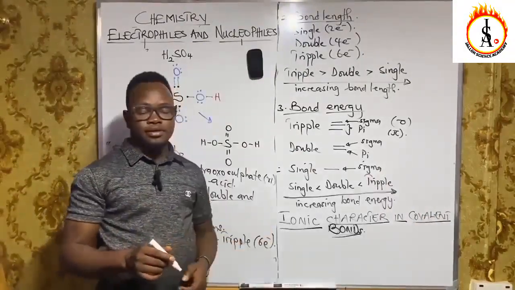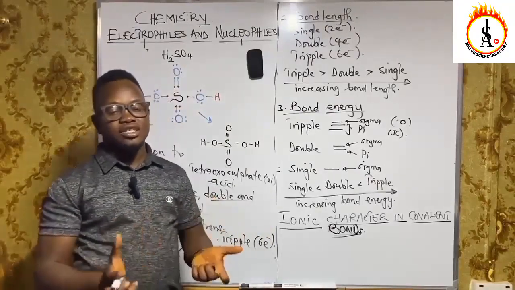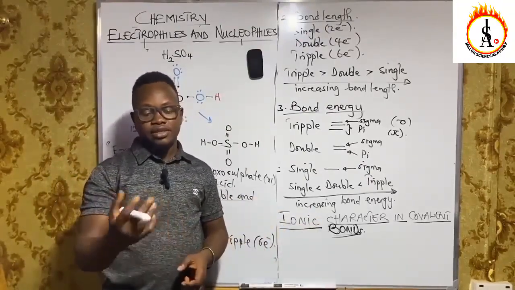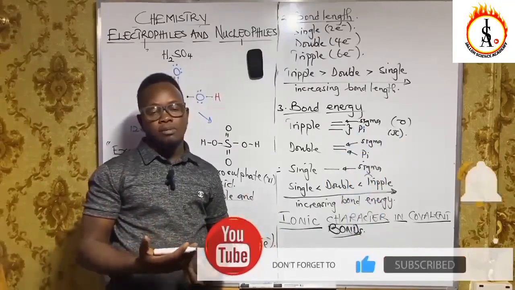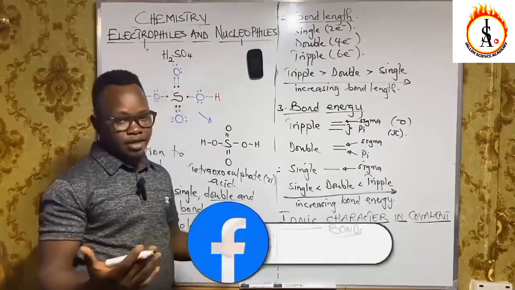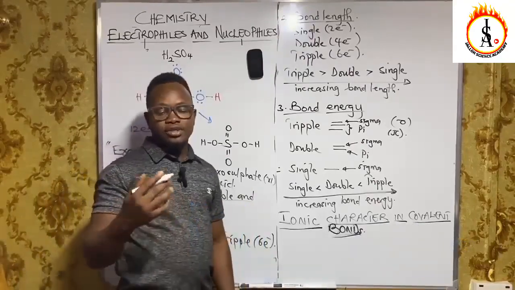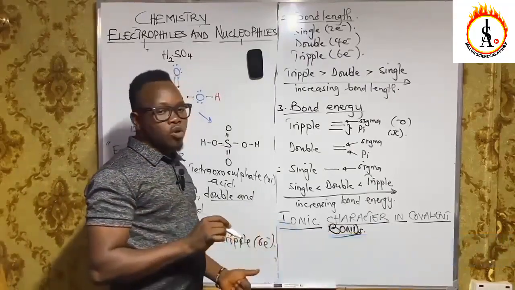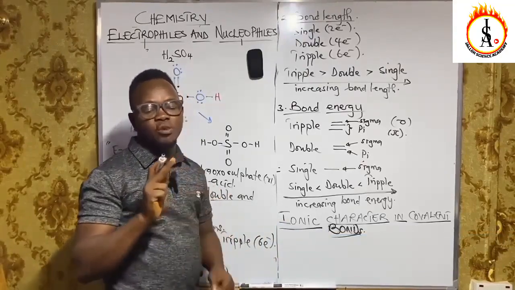Ionic character in covalent bonds is determined by the electronegativity of the reacting species, the species that are in a bond. And electronegativity, we know, is the ability of a species to pull bonded pairs of electrons, or electrons in a shared pair, towards itself in a covalent bond. And the electronegativity of the species determines whether the bond is going to be a polar covalent bond or a non-polar covalent bond.